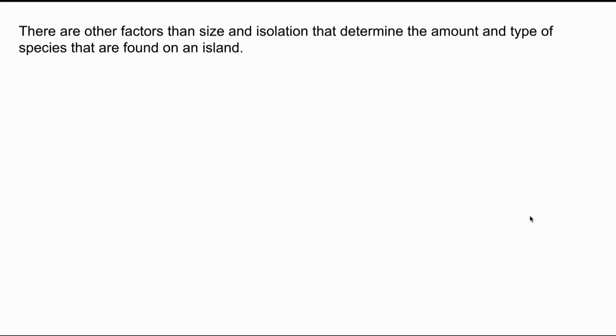There are other factors than just size and isolation of islands that can contribute to or inform us about the biodiversity of species on that island. Most of you will be asked about those two factors, isolation and island size, but there are other factors that can contribute to biodiversity, and you should be prepared to comment on those things. Some of these have to do with rates of evolution, primary succession, and rates of productivity. So let's see how that plays into it.